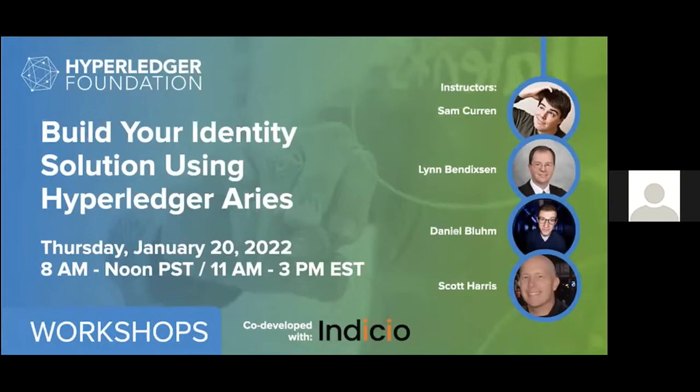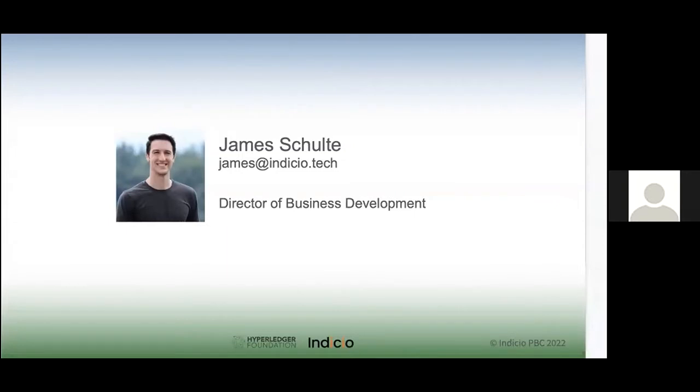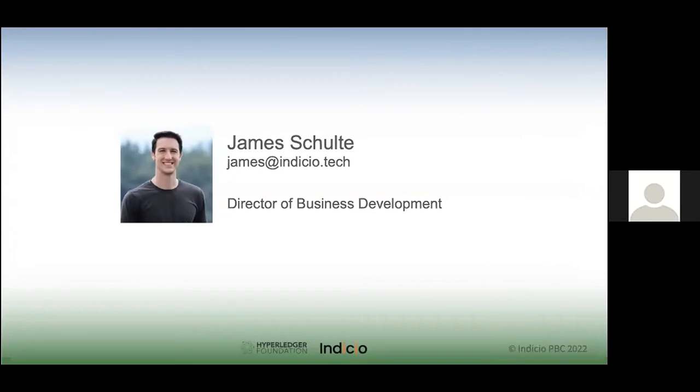We are excited to talk about the Hyperledger projects that have made production level decentralized identity solutions possible in various use cases across the globe. For introduction, my name is James Schulte, and I do business development here at Indicio, and I personally help companies from around the world and from various industries learn about Hyperledger Aries and Indy and how they can be used to solve complex business and social challenges using decentralized identity, which is oftentimes referred to as self-sovereign identity or SSI.